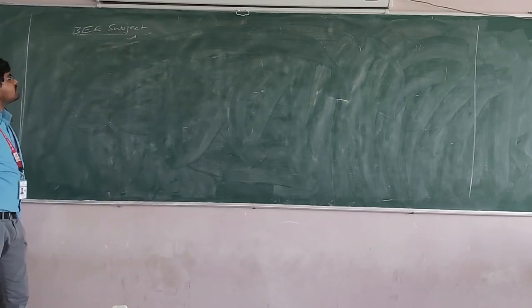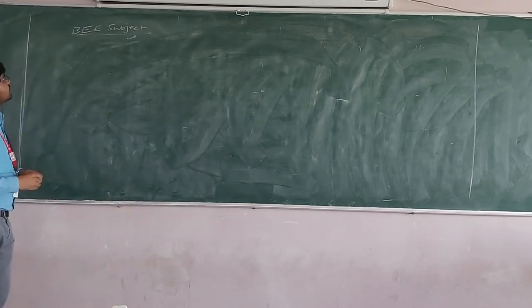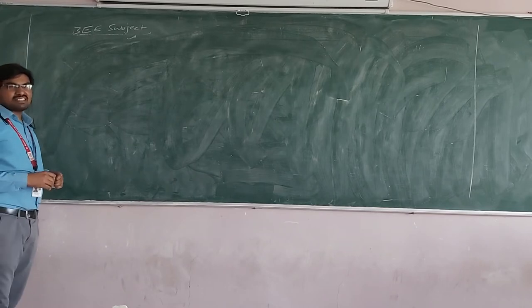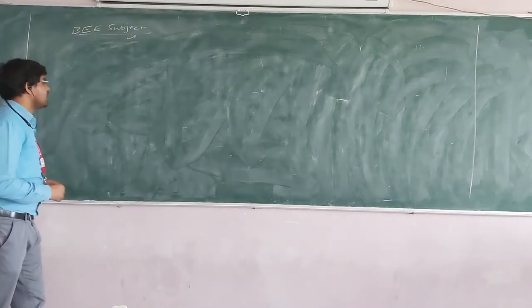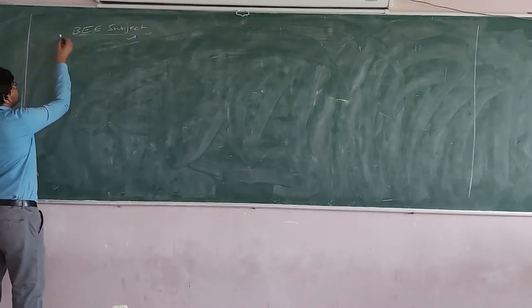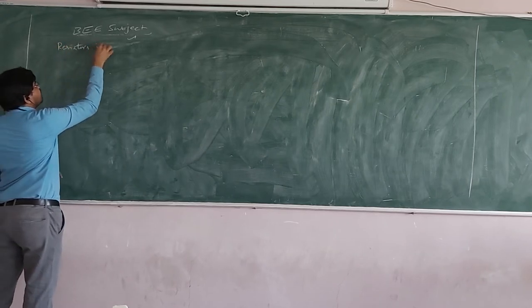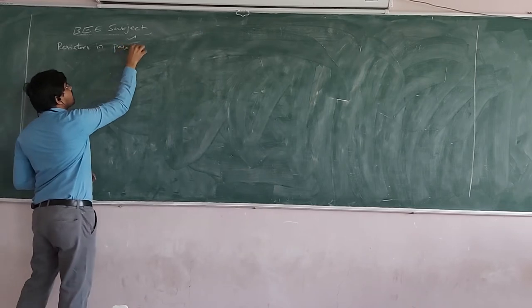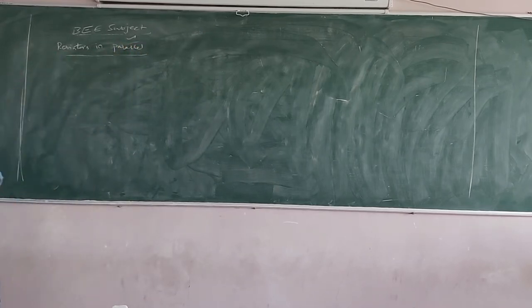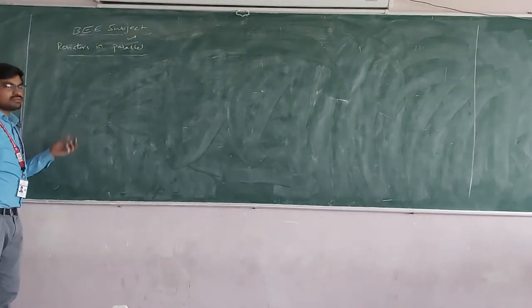Today I am discussing passive, that is parallel, combinations of circuits. Initially I will take resistors in parallel combination, and we will discuss how the circuit results.